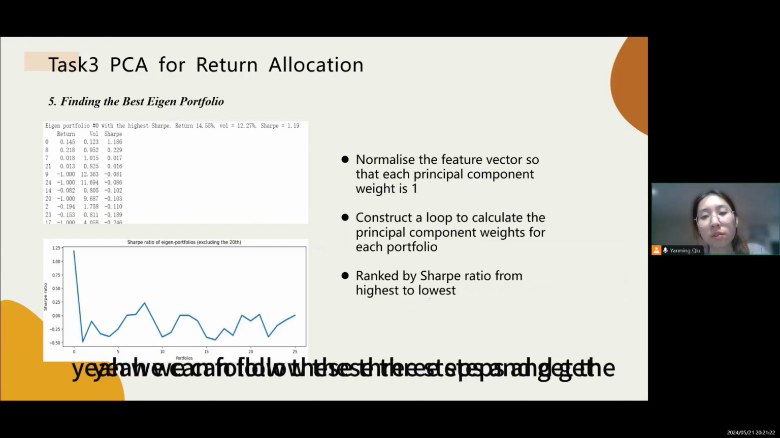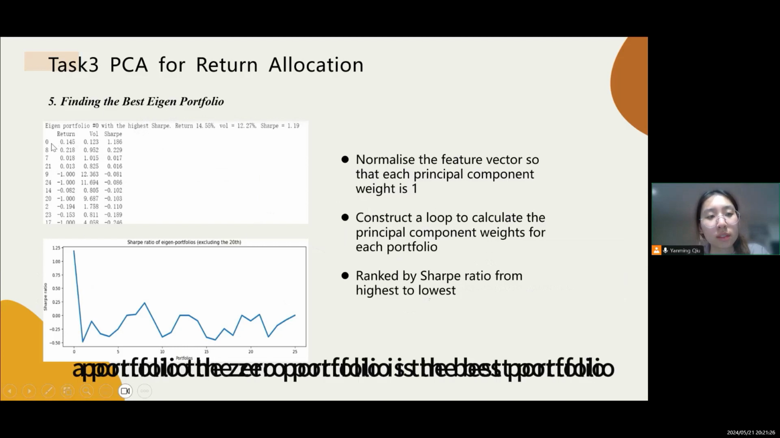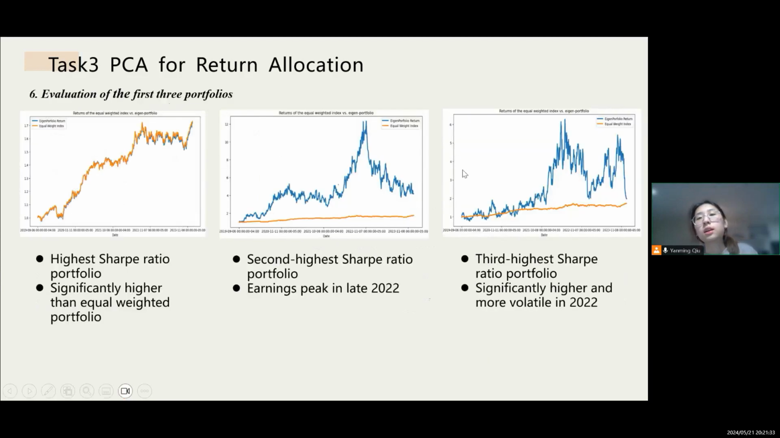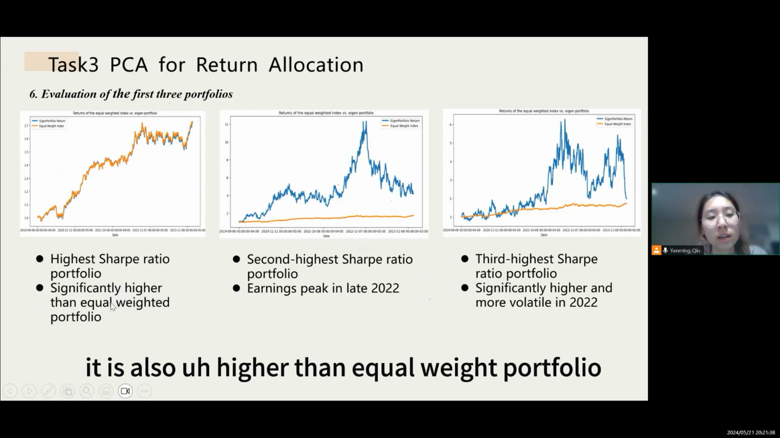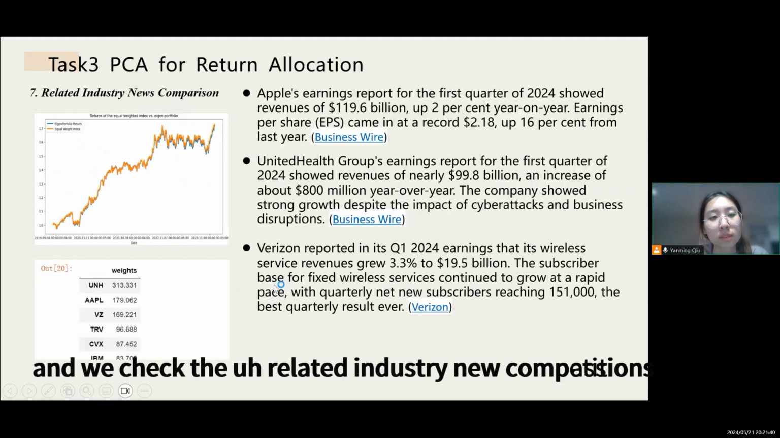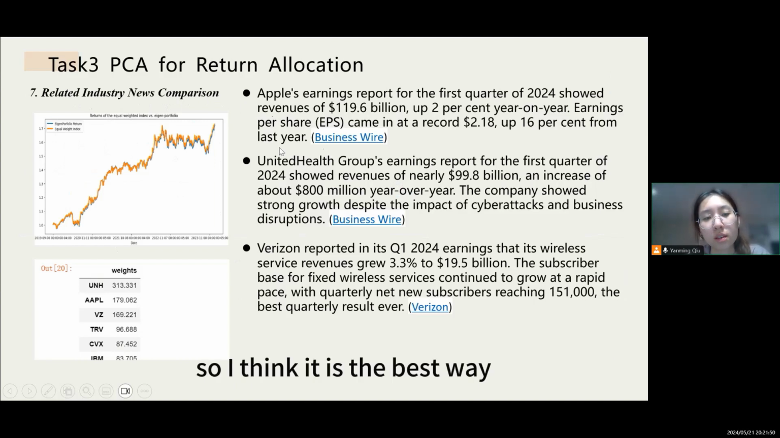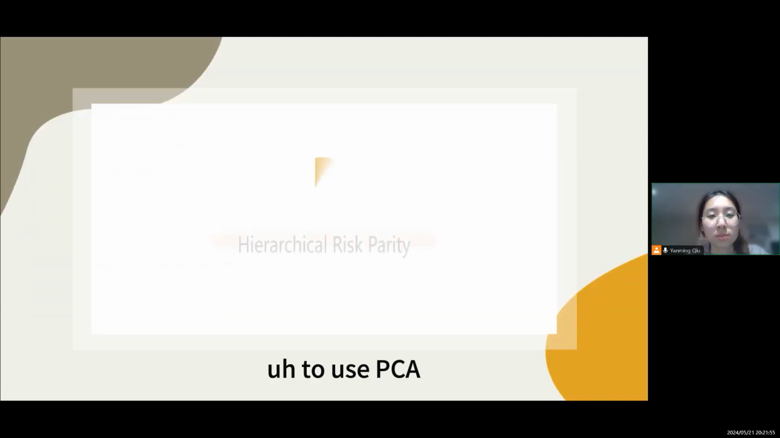We can follow these 3 steps and get the portfolio. The 0 portfolio is the best portfolio. And we draw these 3 pictures. It is also higher than the equal weight portfolio. And we check the related industry comparisons. We can see it is the same conclusion. So I think PCA is the best way to use.